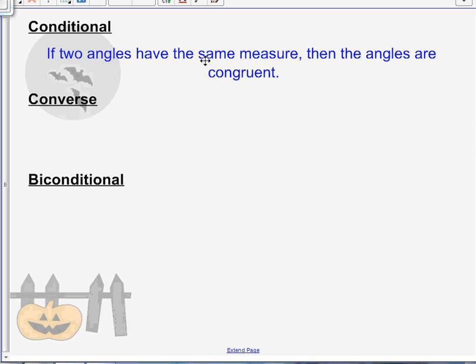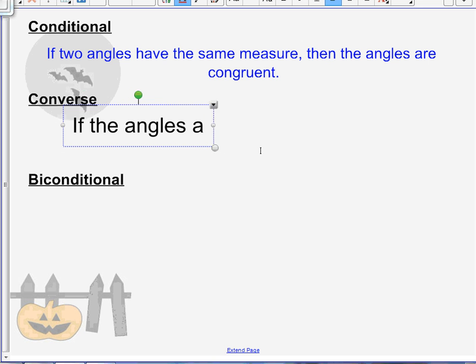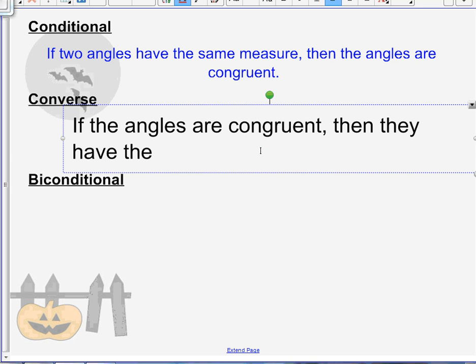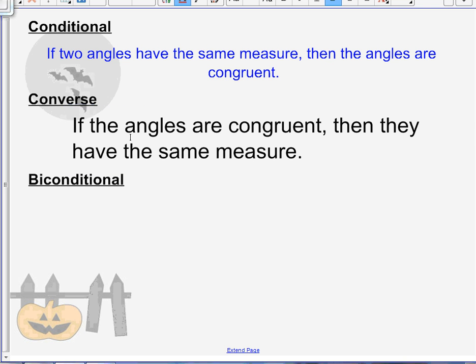So, for example, we have a conditional. It says if two angles have the same measure, then the angles are congruent. Now the converse would be if the angles are congruent, then they have the same measure. Alright, so we know that both the conditional and the converse are true. Now, the biconditional is combining these two thoughts.